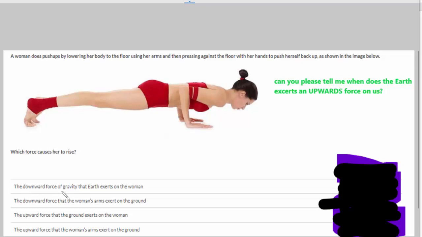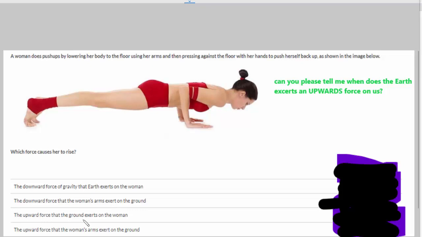Okay, now let's look at the answers. The downward force of gravity that the Earth exerts on the woman, so that's a downward force, so it cannot push her up. And we need to look at forces that are exerted on the woman, not forces that are exerted on something else, or forces that are exerted by the woman. Neither one of these would work. The downward force that the woman's arm exerts on the ground cannot be correct because that's a force exerted by the woman. A force exerted by an object cannot change the motion of the same object. It has to be an outside force, a force by a different object. So that force acts on the ground. It might result in a dent on the ground. It does not affect the woman.